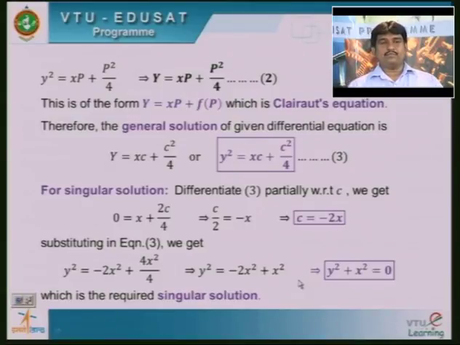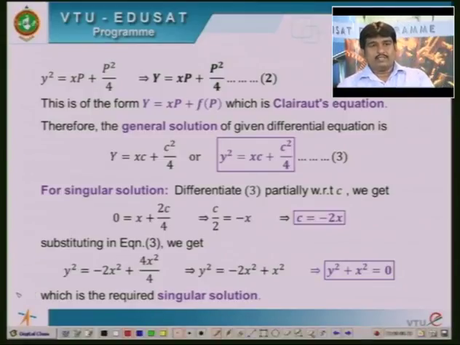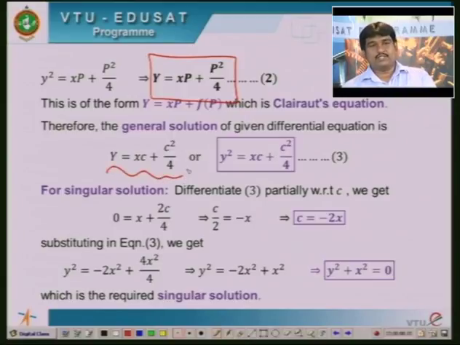Now y square becomes x P plus P square by 4, after multiplying throughout by y and simplifying. Why have I multiplied by y? Of course to get small y square, which is nothing but capital Y. So capital Y is capital P into small x plus capital P square divided by 4. Yes, this is in Clairaut's form, Y equals Px plus f of P, and hence its general solution is Y equals cx plus c square by 4. Just replace P by c.